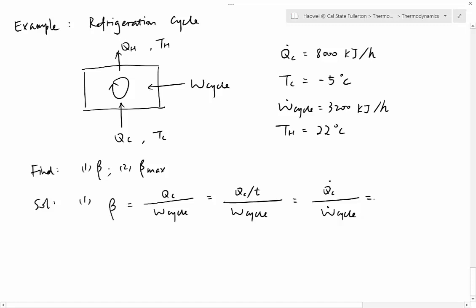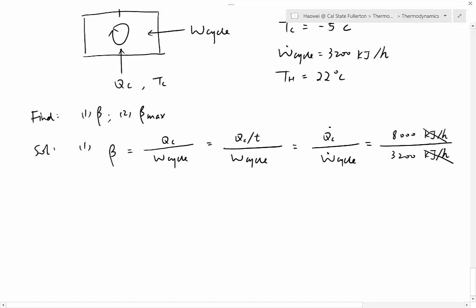So now we can plug in the numbers. QC dot is 8,000 kilojoule per hour, and then W dot cycle is 3,200 kilojoule per hour. And pay attention here, both units are not SI units. But there's no need for us to convert them to SI. Why? Because they will cancel anyway. Okay, so our solution for beta is 2.5.